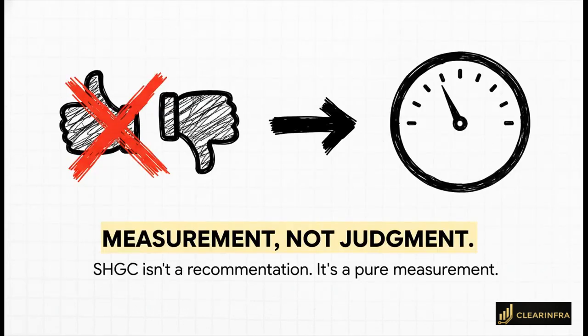So here's the absolute key takeaway. SHGC isn't a recommendation, and it's not a judgment. It is simply a measurement. It's a pure physical description of how a particular window system treats incoming solar energy, taking everything into account: the transmission, the absorption, and the radiation. It just measures the final outcome.